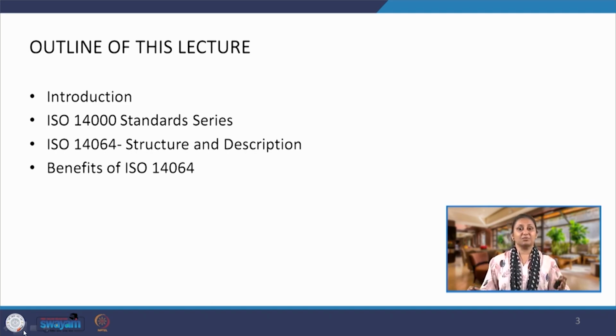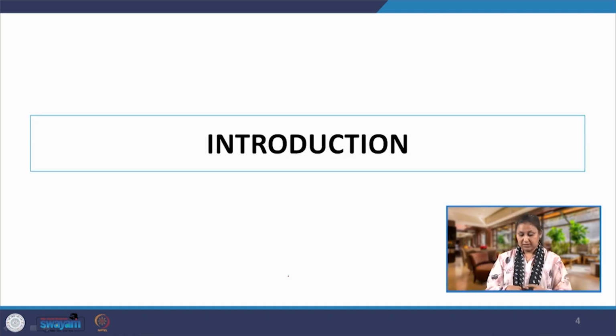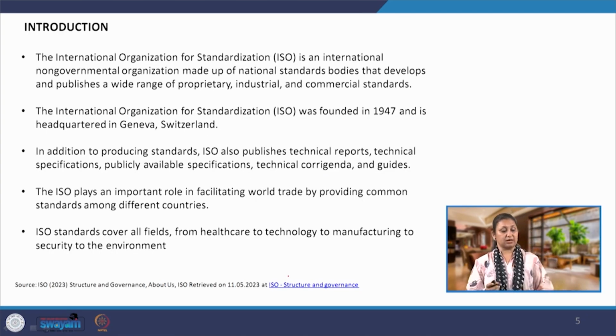But before that, we will quickly go through how 14064 came into existence, and this entire series with the number 14000. This is the series of ISO standards which deal with environmental issues, and that is what we are quickly going to start with. So, let us begin our lecture today with a quick introduction of ISO.